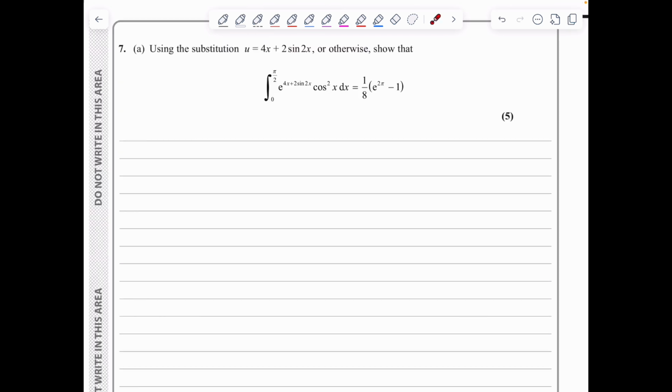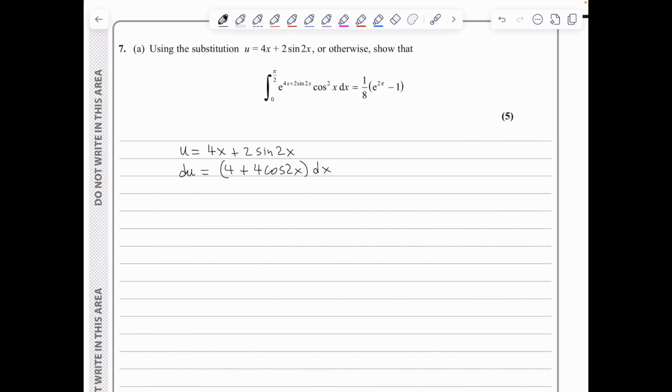In question 7, we are asked to use the substitution u is 4x plus 2 sin 2x to evaluate the given integral. Well, we know that in integration by substitution, we're essentially translating everything, including the dx, the expression to be integrated, as well as the limits. So we've got u is 4x plus 2 sin 2x. So we're looking at du is (4 plus 4 cos 2x) dx. So this is the expression for du.